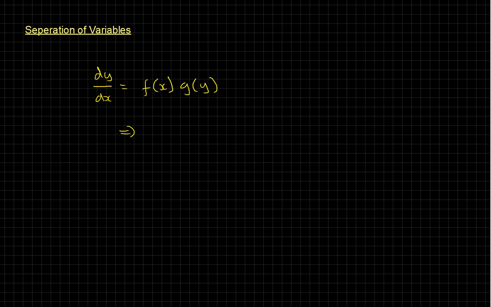To solve that, you're going to do the following. You're going to say this is the same as the integral of 1 over the function g of y with respect to y, being equal to the integral of f of x with respect to x. And hopefully you can see how I can get from this to this by dividing both sides by g of y and then separating out this dy and dx in the way that we did in the previous example.